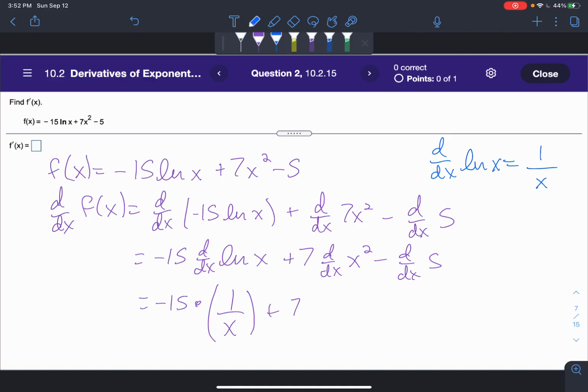So remember how to take the derivative of something with a power on the x. We bring that power down, then decrease the power by 1. So let's bring the 2 down and then decrease the power by 1. And then the derivative of a constant is 0. So if we simplify this, I get minus 15 over x plus 14x.